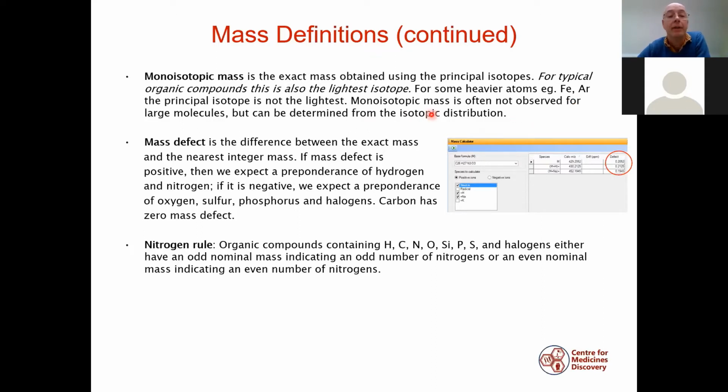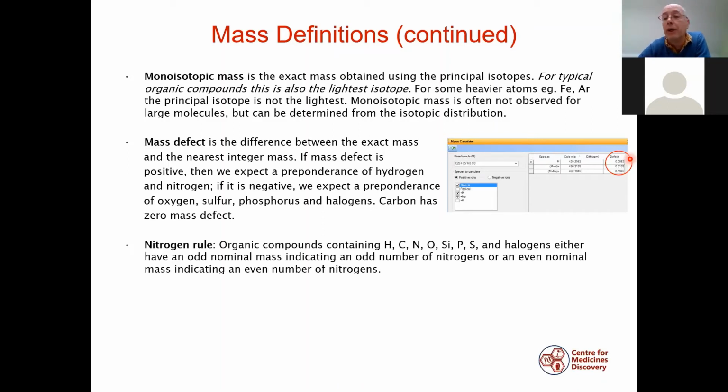Mass defect is the difference between the exact mass and the nearest integer mass, so this is the nominal mass. And the mass defect is a useful measure. I've indicated the mass defect here. This is a mass calculator. We put in the formula. It calculates various values for the mass, but it also shows you the mass defect. So the mass defect arises because of the way a Dalton is defined.